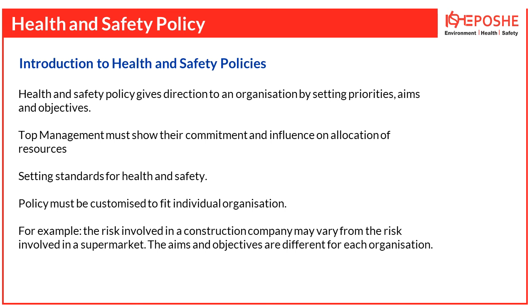Health and safety policy must be specific to each organization, because every organization has different working methods and hazards involved. No one size fits all. For example, the risk involved in a construction company may vary from the risk involved in a supermarket. The aims and objectives are different for each organization. The policy authorizes the top management commitment and its approach towards health and safety.